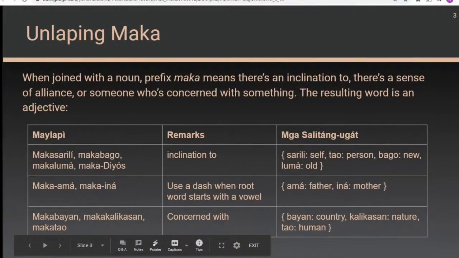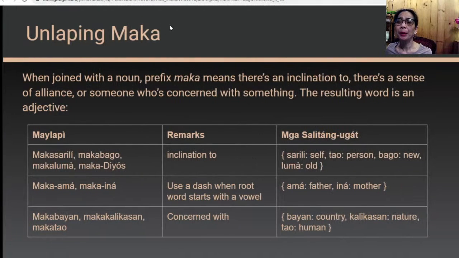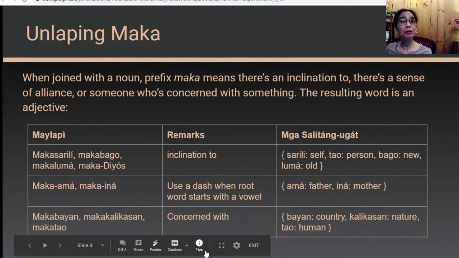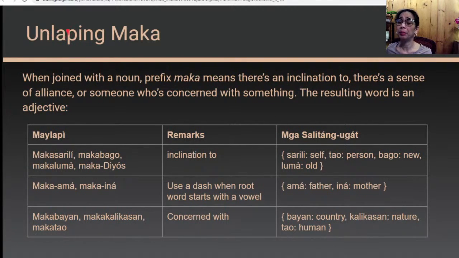Speaking of that, my contents are suitable for both intermediate and beginners in Tagalog. Okay, let's start. Our topic for today is about the prefix Maka. Unlapi Maka: unlapi means prefix, un for una, and lapi is the prefix.